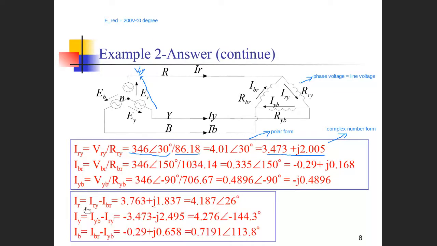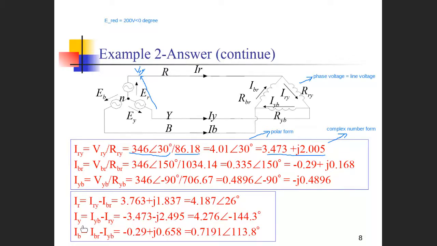So using the complex number forms, you can easily get the red line current. The red line current is the red-yellow complex number minus the blue-red complex number: the real parts subtracted together and the reactive parts subtracted together. You get the complex number form of the red line current. Furthermore, you can convert it into the polar form of the line current.